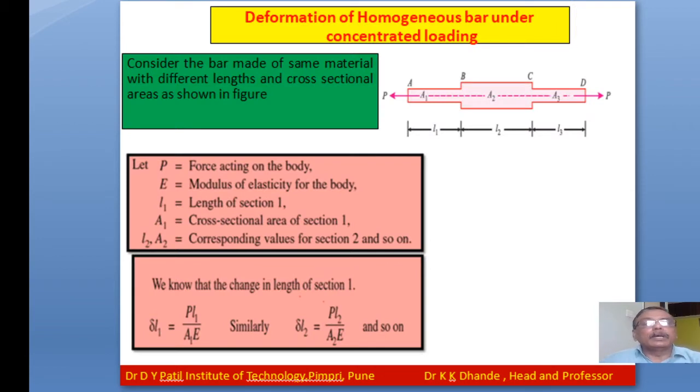Okay. Now come to our next point, that is deformation of a homogeneous bar under concentrated loading. Homogeneous means all these three sections, A to B, B to C and C to D, are made from the same material, as we are assuming here. So consider a bar made of the same material with different lengths and cross sectional areas. AB, BC and CD each have a different cross sectional area and different lengths, that is L1, L2, L3 respectively.